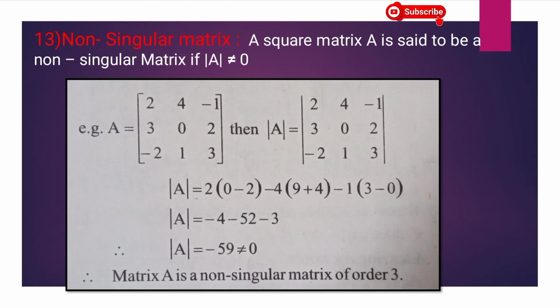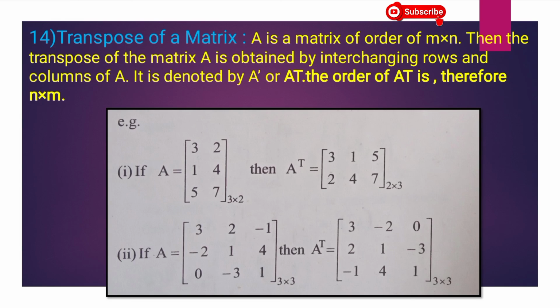Now the last type is the transpose of a matrix. A is a matrix of order m cross n. Then the transpose of the matrix A is obtained by interchanging the rows and columns of A. It is denoted by A dash or A transpose. The order of A transpose is therefore n cross m. Now this is the example, and I will take the first example. If A is equal to [3 2; 1 4; 5 7], a 3 cross 2 matrix, then we get A transpose is equal to [3 1 5; 2 4 7], a 2 cross 3 matrix. Then I will explain the sum of the above example in the next video.